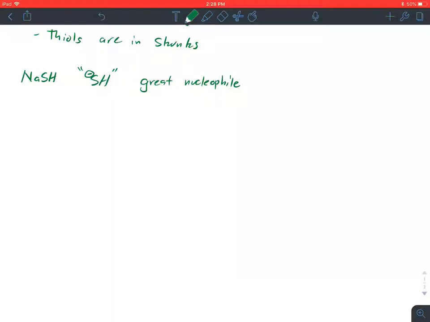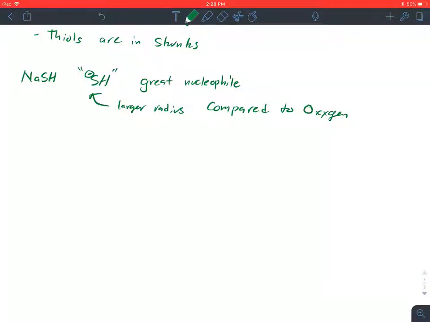Somebody that's 6'5" is going to have a longer arm span or wingspan than somebody that's 5'0". And so the person that's taller is going to have more of an advantage in hitting the other guy. So the sulfur has a larger radius compared to oxygen. And so we can use SH- as a good nucleophile in SN2 reactions.